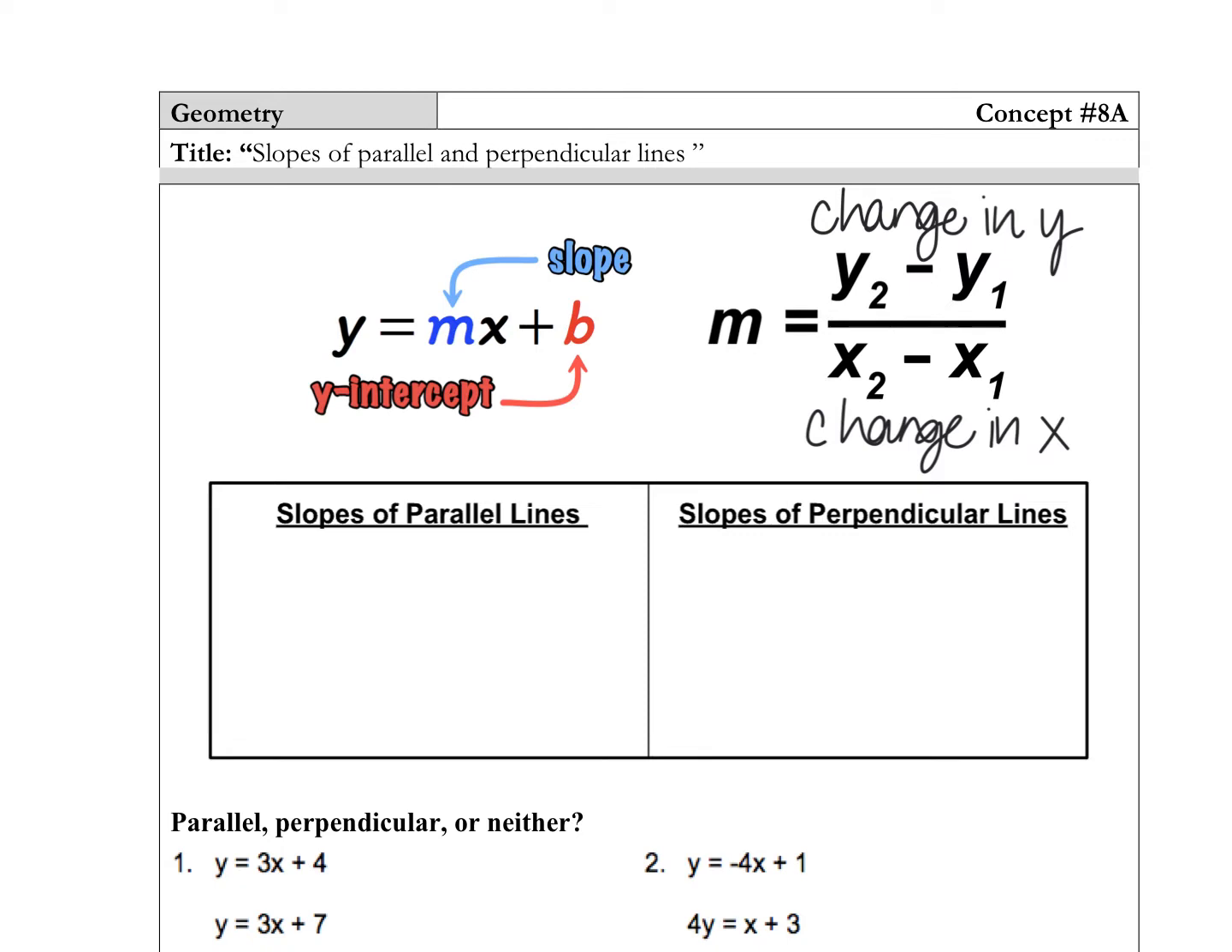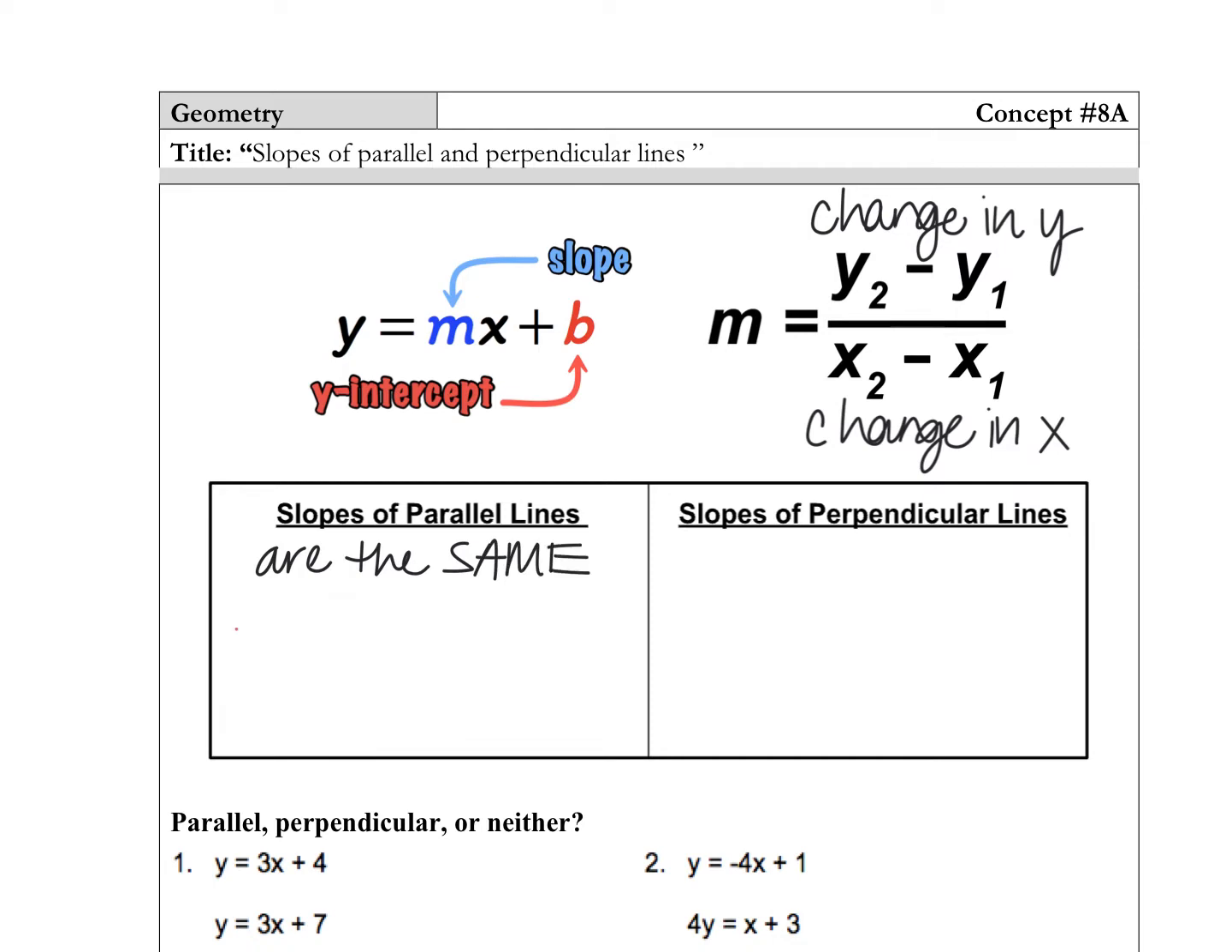Yesterday we talked about, or I guess we didn't talk about, you learned on Desmos, hopefully, what do you know to be true about parallel lines? What kind of slopes do they have? Or what's true about their slopes? Yeah, your slope should be the same, your y-intercept should be different. So slopes of parallel lines are the same.